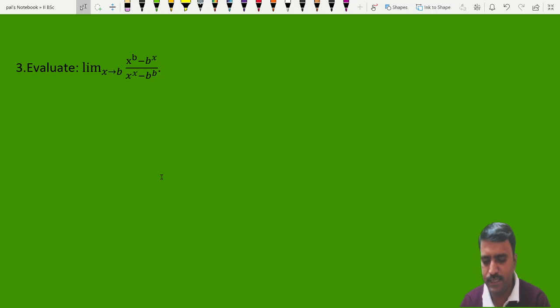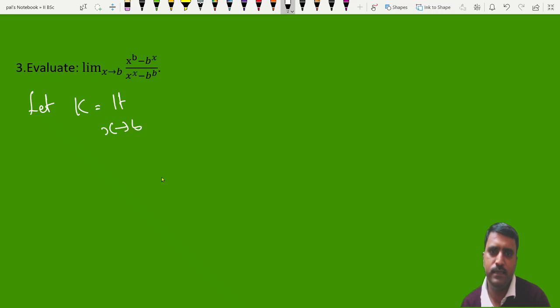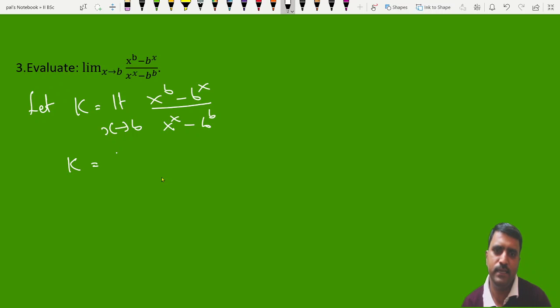So to solve this, let k be equal to the limit as x tends to b of (x to the power b minus b to the power of x) by (x to the power of x minus b to the power of b). Apply the limit first. Put x equal to b here; wherever x is there, you write b. It is b to the power b by b to the power b minus b to the power b.